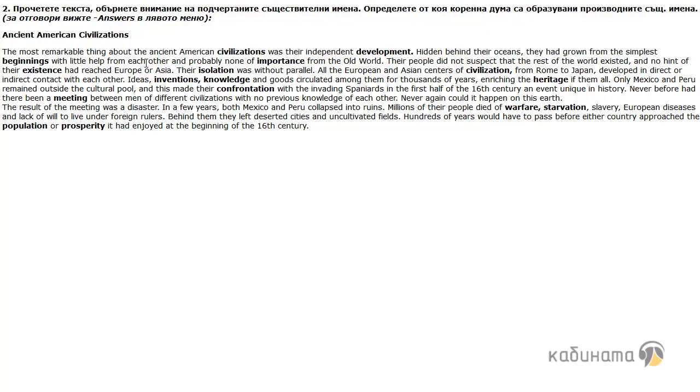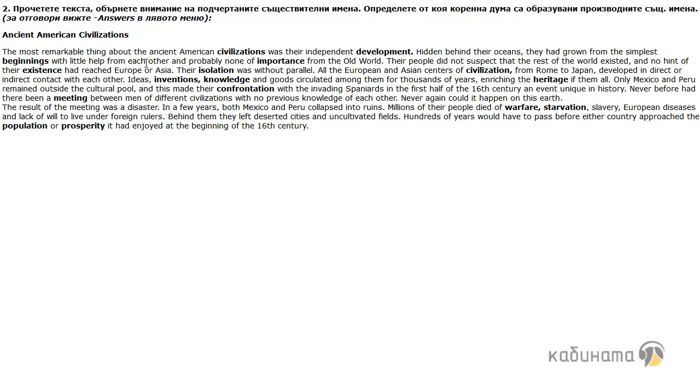All the European and Asian centers of civilization from Rome to Japan developed in direct or indirect contact with each other. Ideas, inventions, knowledge and goods circulated among them for thousands of years, enriching the heritage of them all. Only Mexico and Peru remained outside the cultural pool, and this made their confrontation with the invading Spaniards in the first half of the 16th century an event unique in history. Never before had there been a meeting between men of different civilizations with no previous knowledge of each other. Never again could it happen on this earth.